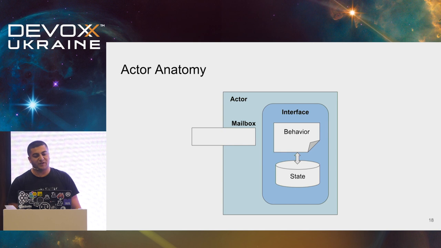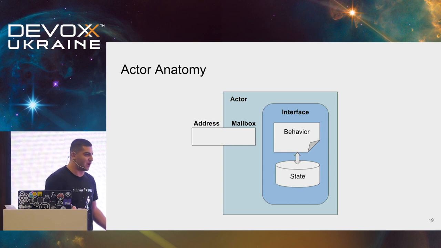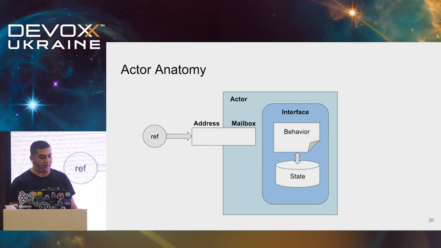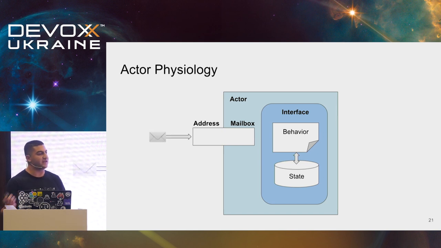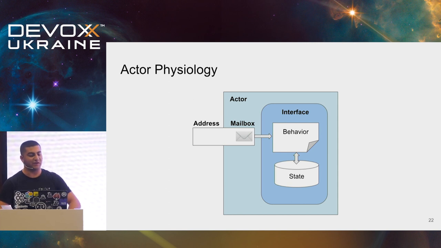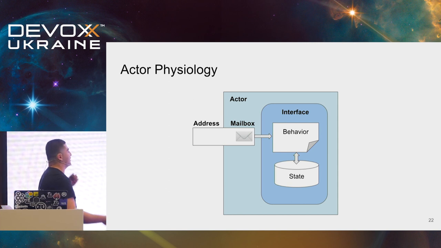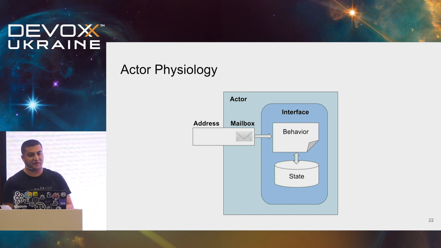And to communicate with him, he has an address to know where the mailbox is, a reference, and you send a message. So the message will be put in the mailbox. He will treat this by passing through the behavior, change the state, and after that he can send another message.